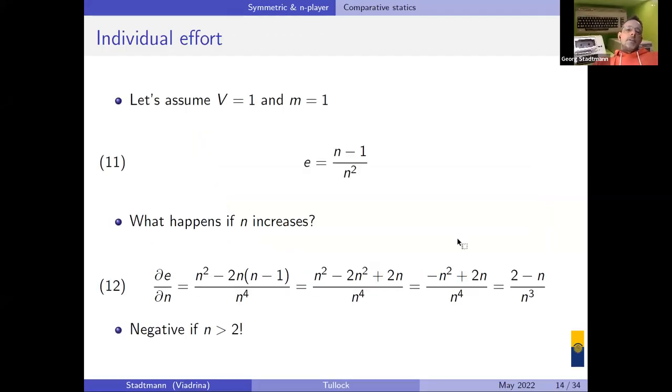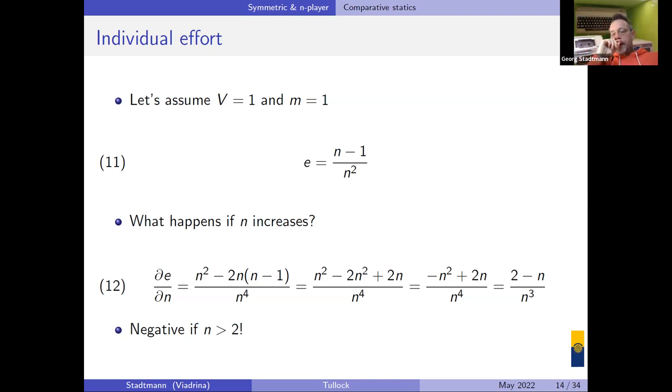I switch back to my lecture slides. On the next slide, this kind of stuff is also shown in an algebraic way. So we assumed V, the prize money, is equal to 1, M is equal to 1. We arrive at equation 11. We want to find out in an algebraic way what happens to the optimal effort level in case the number of competitors increases. We can compute the derivative of equation 11 with respect to N.